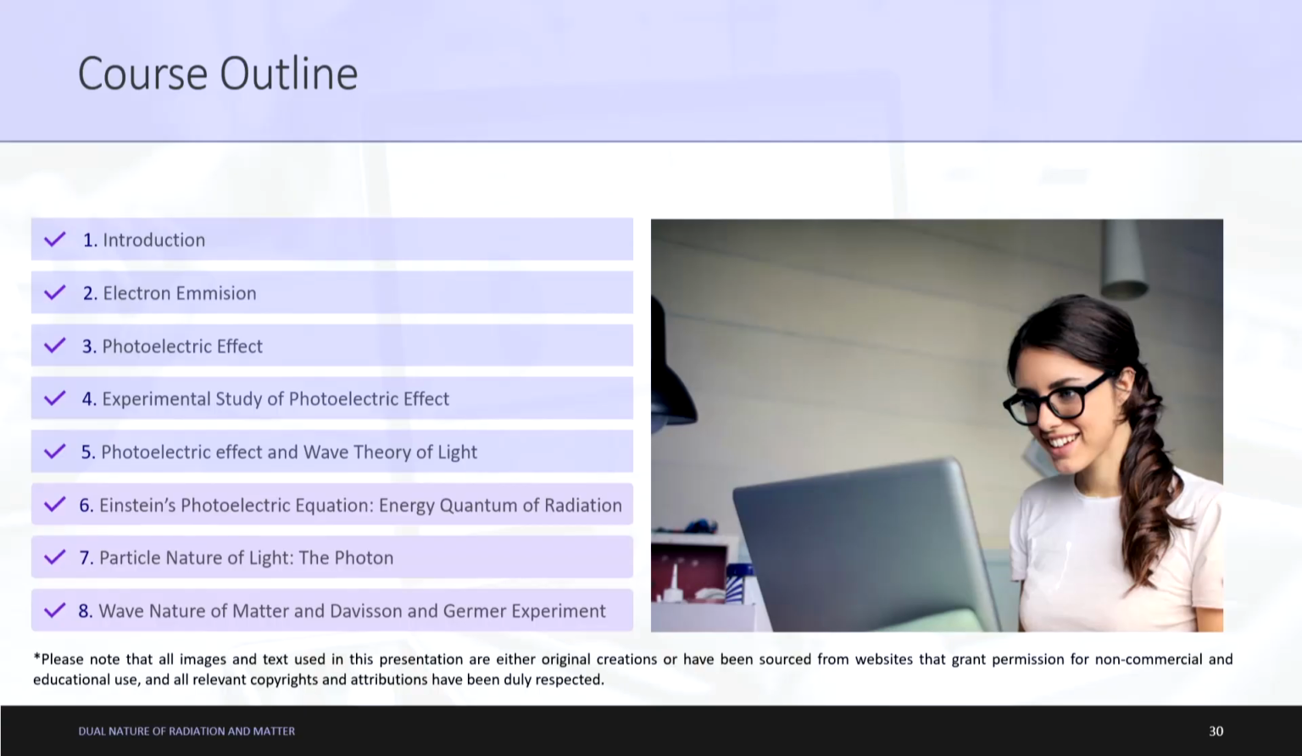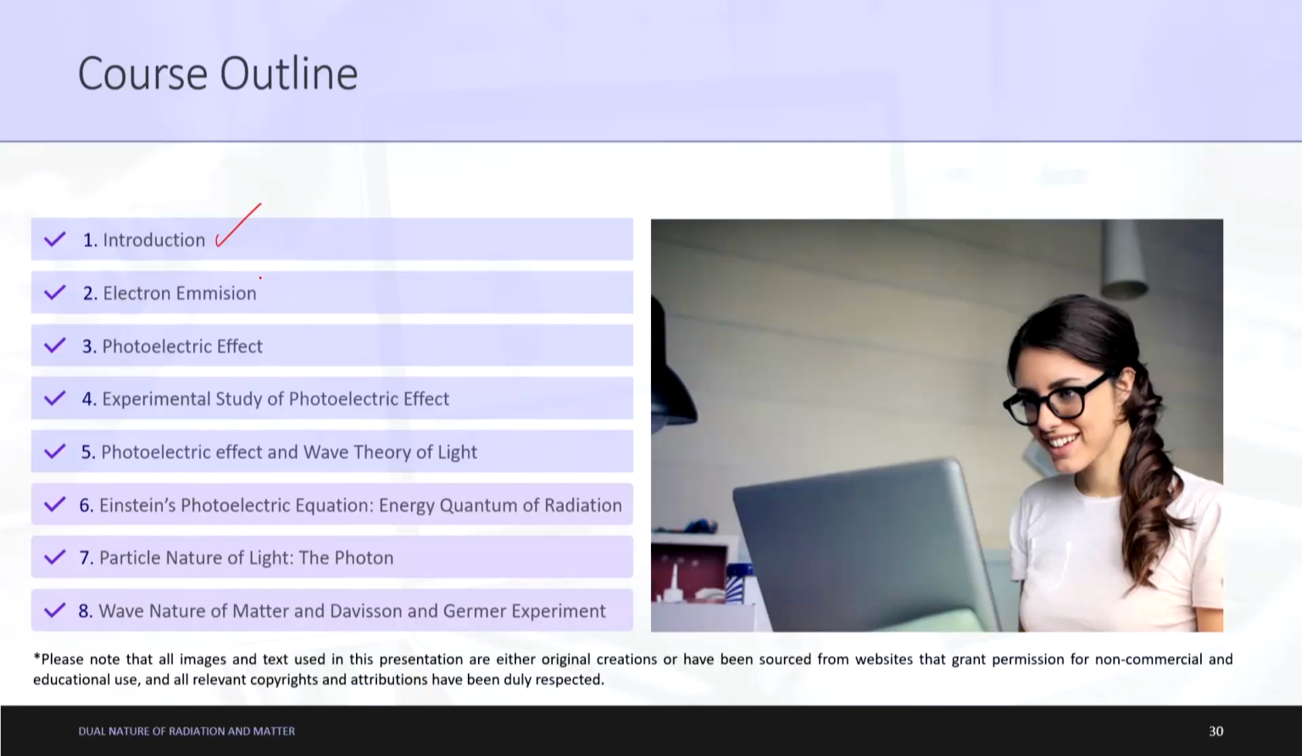So, first of all, a course outline for you. We started with the introduction, in which we understood the timeline history of how this concept came into picture. Why was there a reason to find out what is actually happening in a cathode ray tube experiment, and what happened before the discovery of electrons. Now, in the second point, electron emission, we understood the work function, and the threshold frequency that is required so that the electron can get out of the metal surface.